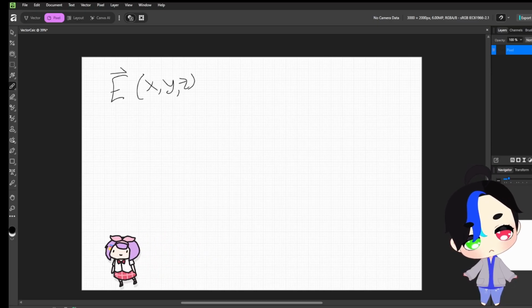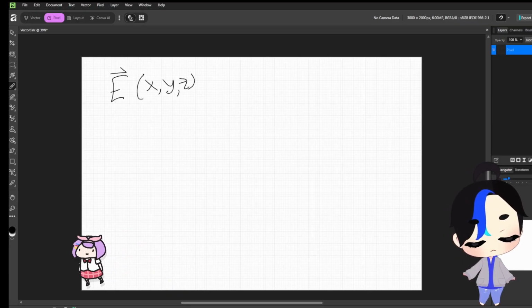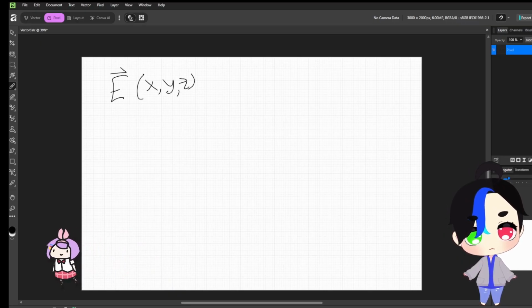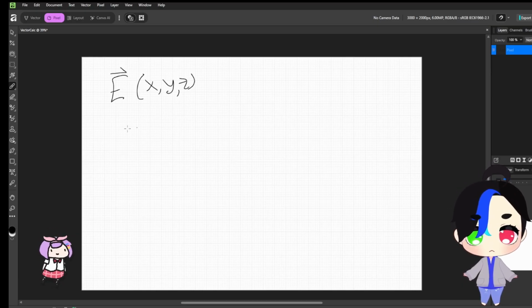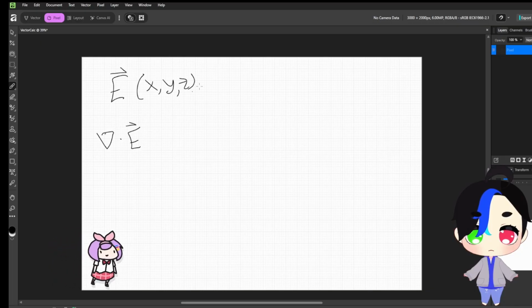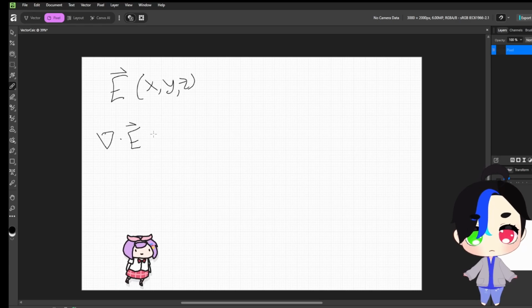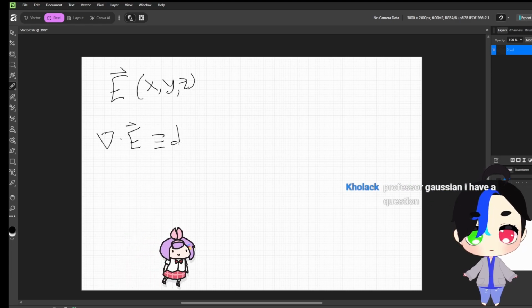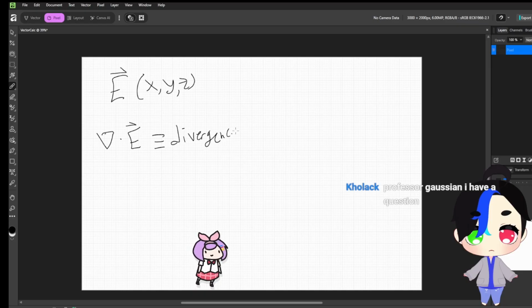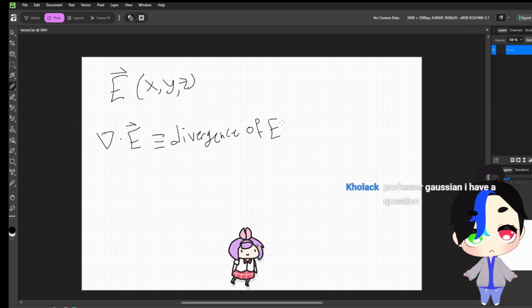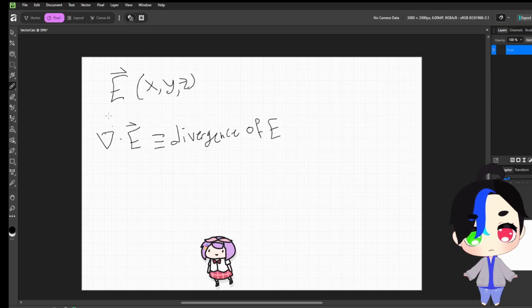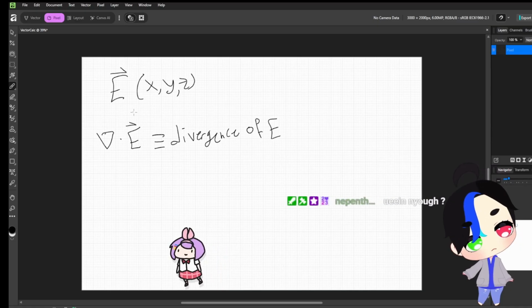Then if you remember from last week, there are two multiplications we can do on vectors. We can do the dot product and we can do the cross product. Well, if I do the dot product of the gradient with my vector field, that is called the divergence of E. And it is defined as, again, like the dot product, right? You multiply the x component of this with the x component of that, plus the y component product.